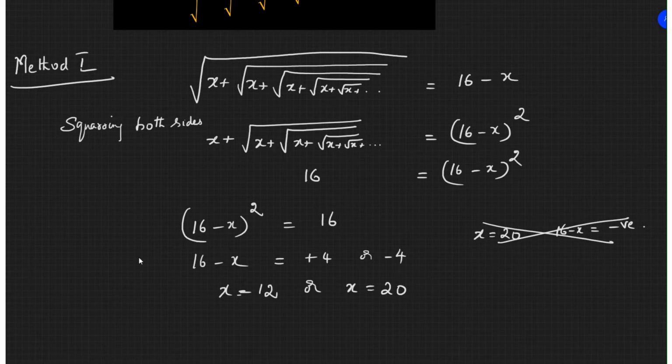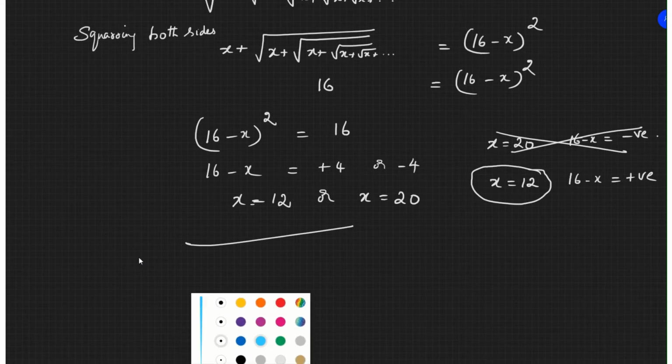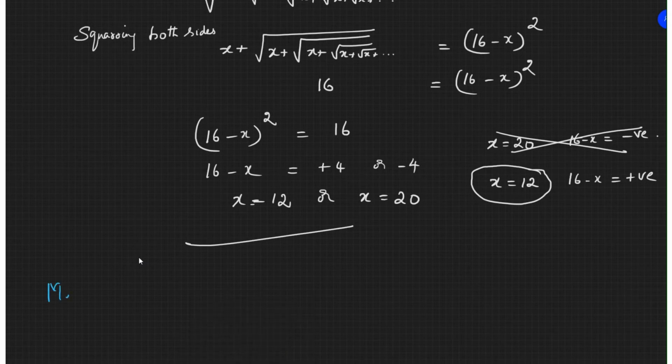So x equal to 20 is not possible. But when I take x equal to 12, 60 minus x will be positive, and that may be the square root of a result. So the answer to this is x is equal to 12. This is one method of doing it. Suppose I am trying to prove this using another method. Let's take method 2.